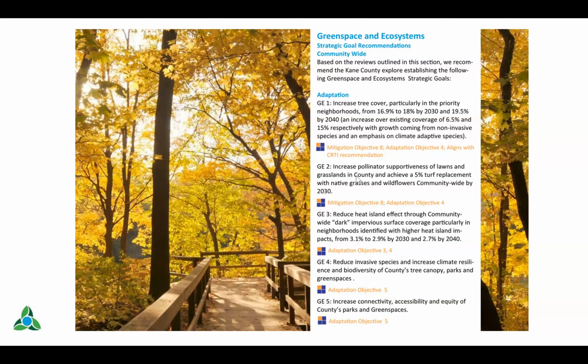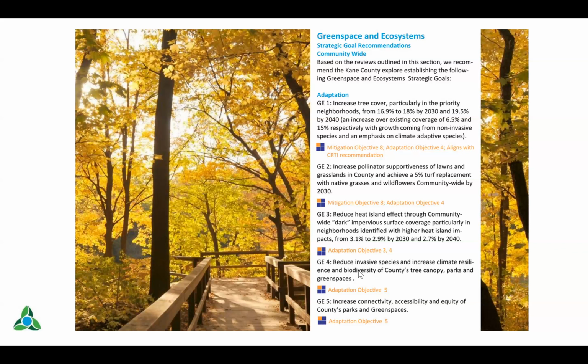Looking to increase the pollinator supportiveness of our lawns and grasslands. So, we can do that through turf replacement. Let's swap out things that we mow with things like prairie restoration, native grasses, wildflowers, etc. Looking to reduce heat island effects through swapping out dark impervious surfaces, particularly in those neighborhoods that are more impacted by dark impervious surfaces and micro heat island effects. So we can do that through just simply reducing impervious surfaces, or we can put green roofs on buildings, or use pervious pavement surfaces for parking, those sorts of things.